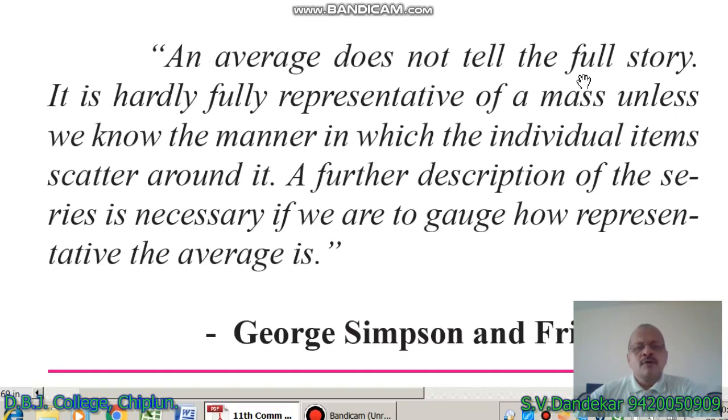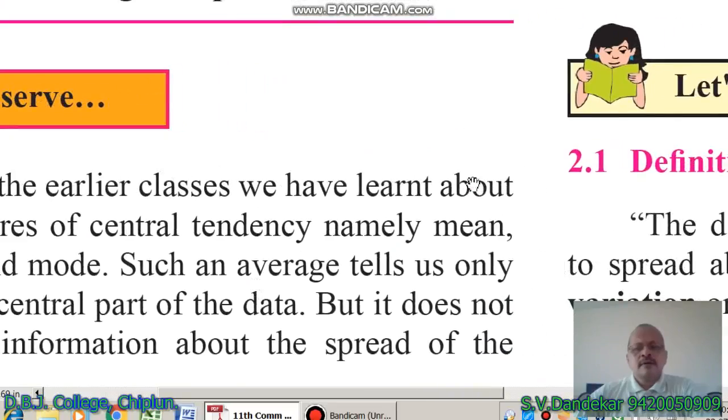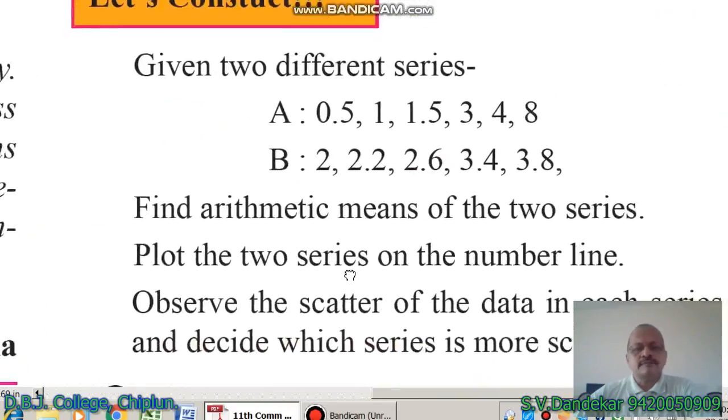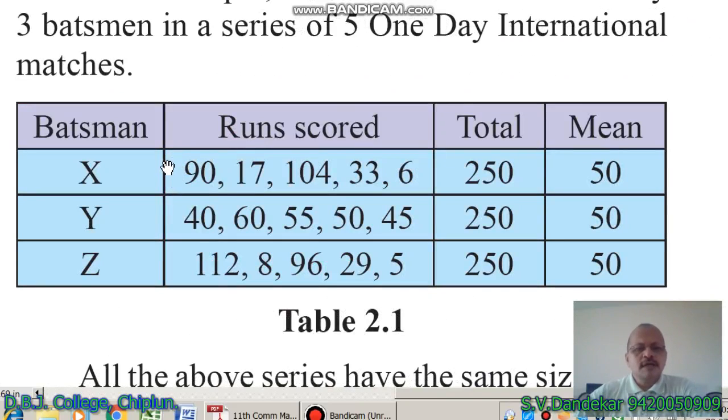Why? For example, the data of 3 batsmen. See here, 3 batsmen X, Y and Z are given. Their runs scored in 5 respective matches are given. Look here, for all the 3 batsmen, the total is 250. Since the total is 250 in 5 matches, the average, that is mean, for each batsman is the same.